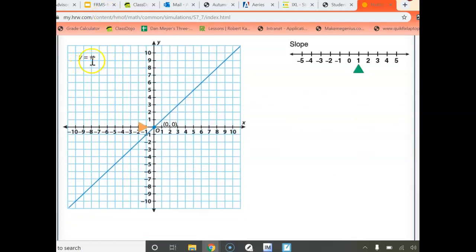So right now I have the equation y equals x. My slope is 1 because I got that imaginary 1 hiding in front of the x. If I bump it up to 2x, 3x, 4x, 5x, again, my slope tells me how steep the line is.